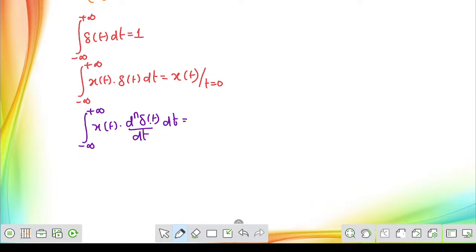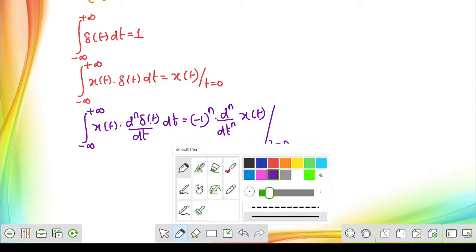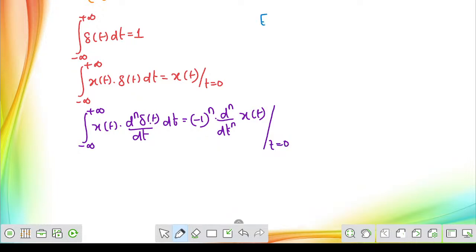What will be the resultant answer for this, sir? The resultant answer is (-1)^n times d^n/dt^n of x(t). At last, after completing this differentiation, you can replace t by 0. Don't forget, this is one of the most important properties. For example, this is continuous time domain only. Let us consider an example.